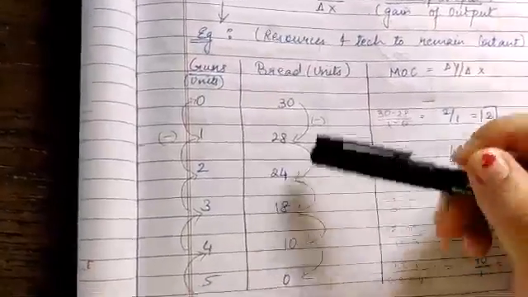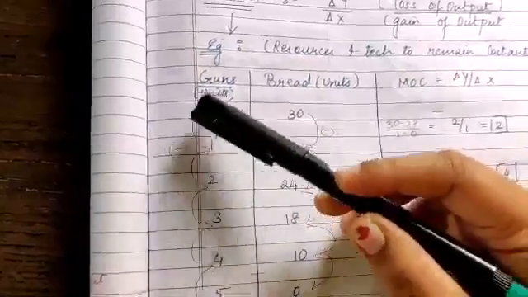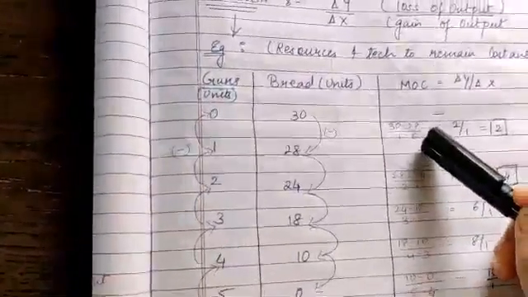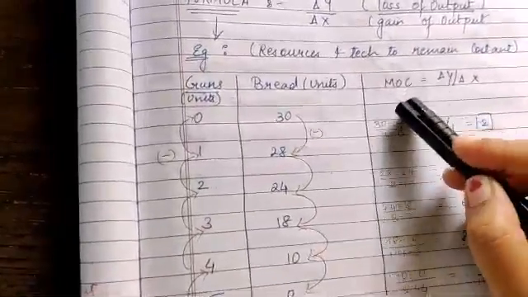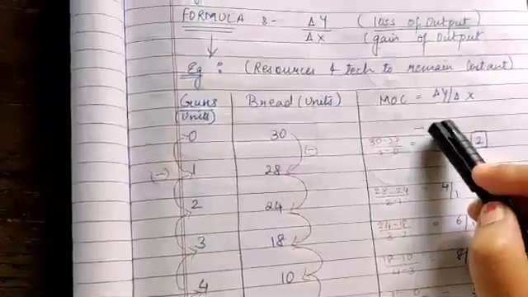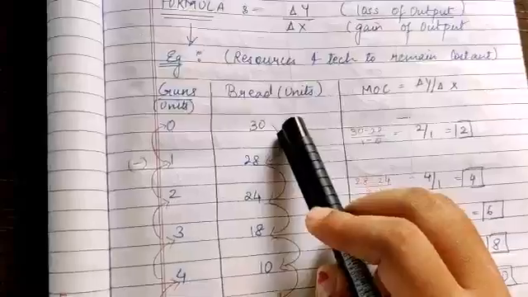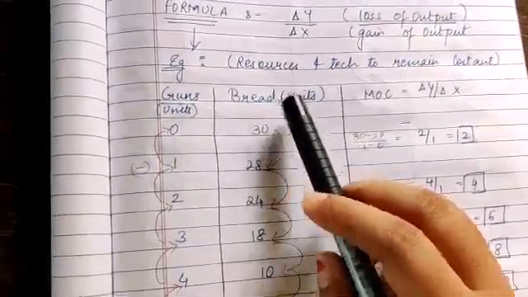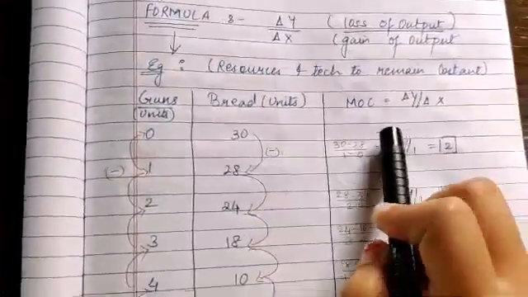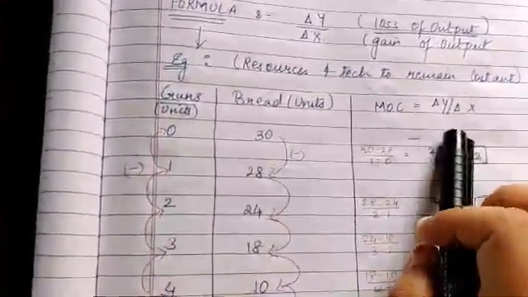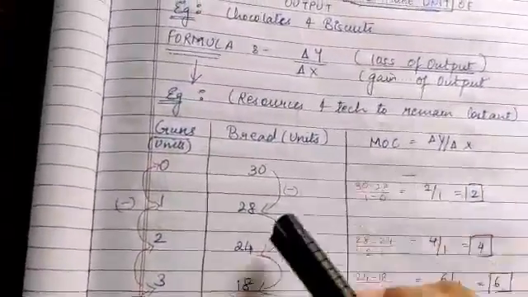We can assume that. So first 0 and 1. First I take 1 minus 0 in the denominator, whereas 30 minus 28 in the numerator. Why am I taking a dash in the first instance? Because at the 0 level it is also producing 30, and above that it is not producing anything. So obviously the marginal opportunity cost will be nil. Neither is there any loss of output, nor any gain of output.